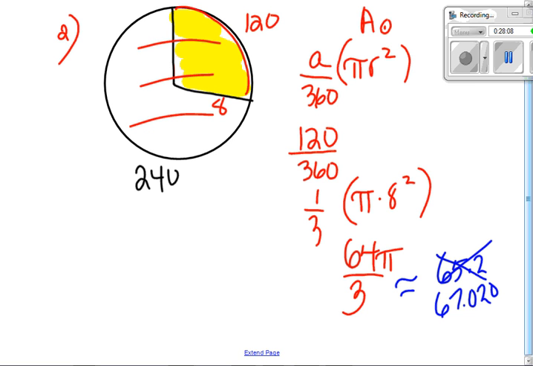Yeah, I already had that. So you just modify 3. No, we already did. 64 times pi divided by 3. So here's how to enter it on your calculator: 64 times pi divided by 3. That's how you enter it.